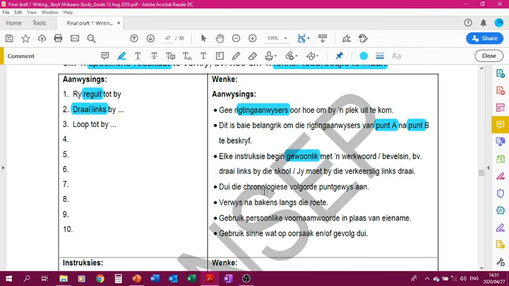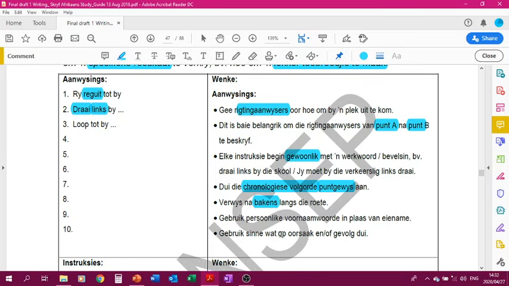Okay. Dui die chronologiese volgorde puntsgewys aan. So everything has to happen in chronological order, obviously, and it has to be in point form. Verwys na die bakens langs die roete.